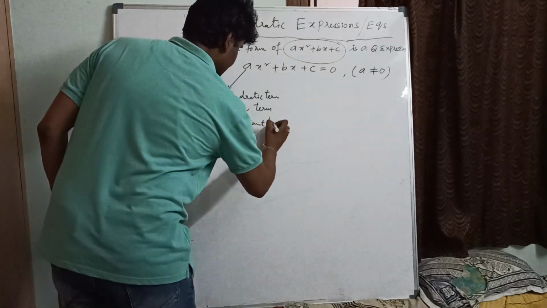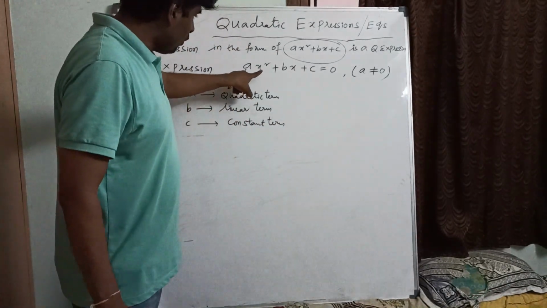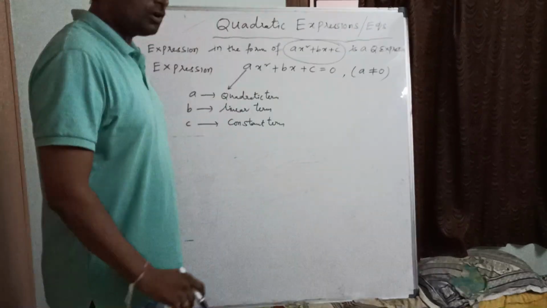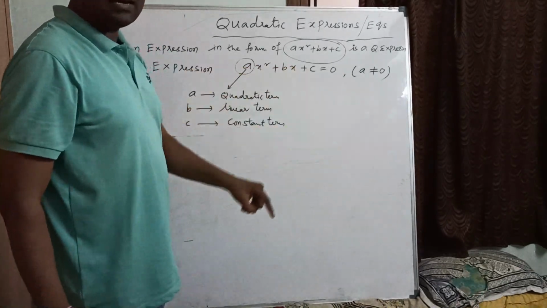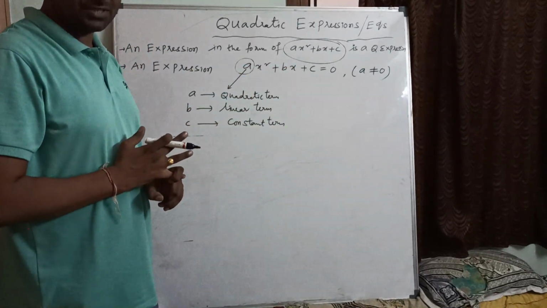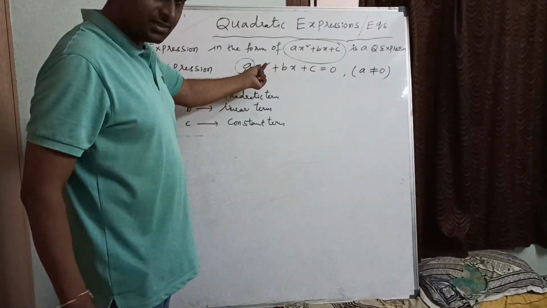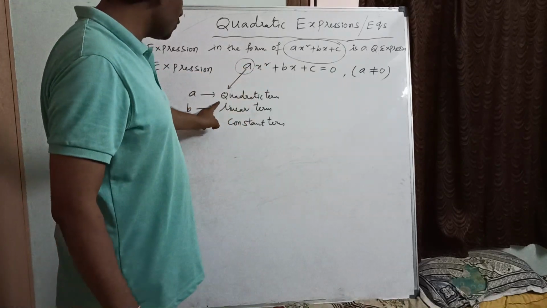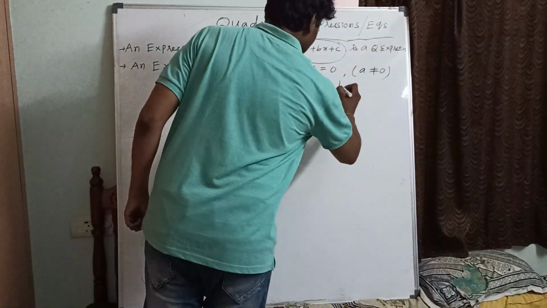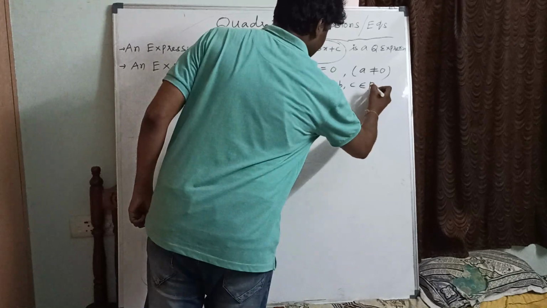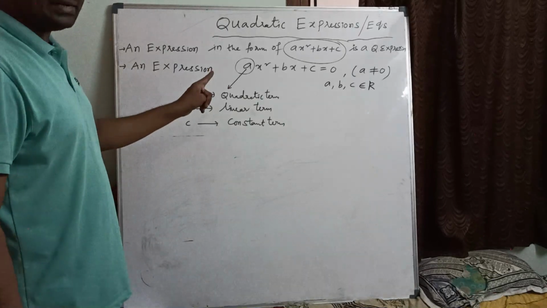Whenever we write equal to 0, that is an equation. Here the quadratic term, the x square coefficient, should not be 0. Whenever this term is 0, it becomes a linear equation, not a quadratic equation. So the coefficient of the highest index term, which is a, should not be 0, and a, b, c can be any real numbers. This equation is known as a quadratic equation.